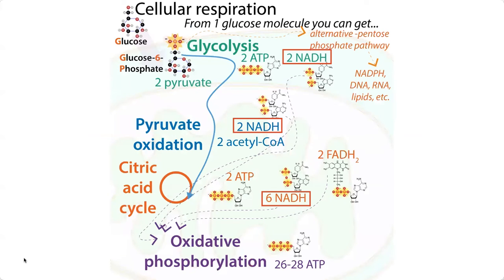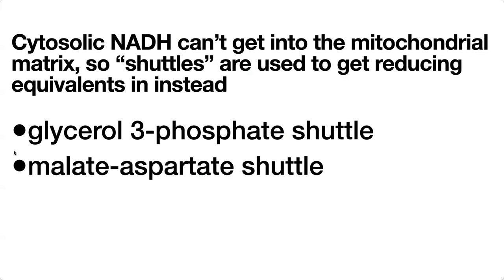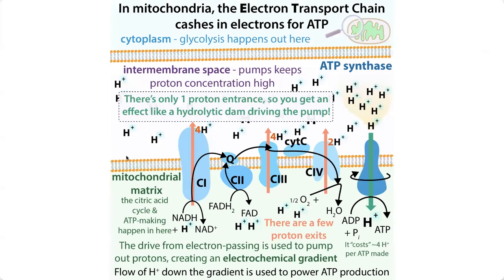So let's talk about the shuttles that are going to allow us to do this. A quick note about shuttles. Basically, this is just a way where we can transport the equivalent of one molecule from one place to another. And what we're doing is we're actually kind of disguising the molecule, so we'll change its form back and forth. Hopefully it'll make more sense in a second. But there are these two main shuttles, the glycerol 3-phosphate shuttle and the malate-aspartate shuttle. The malate-aspartate shuttle is going to let us come in at complex 1.